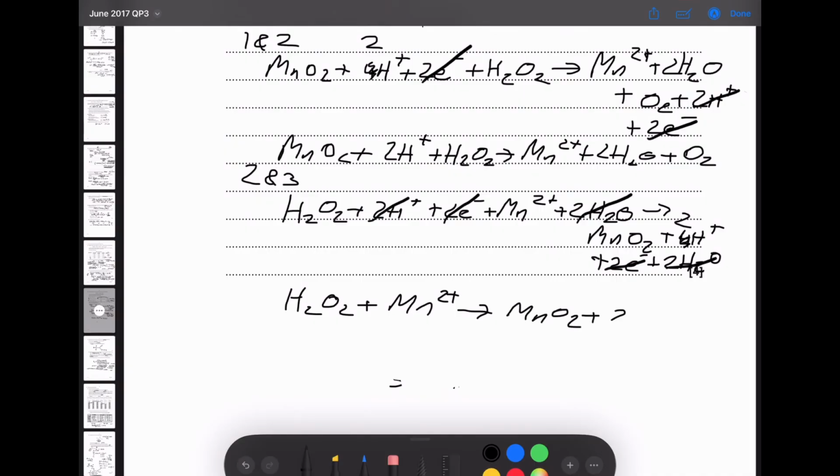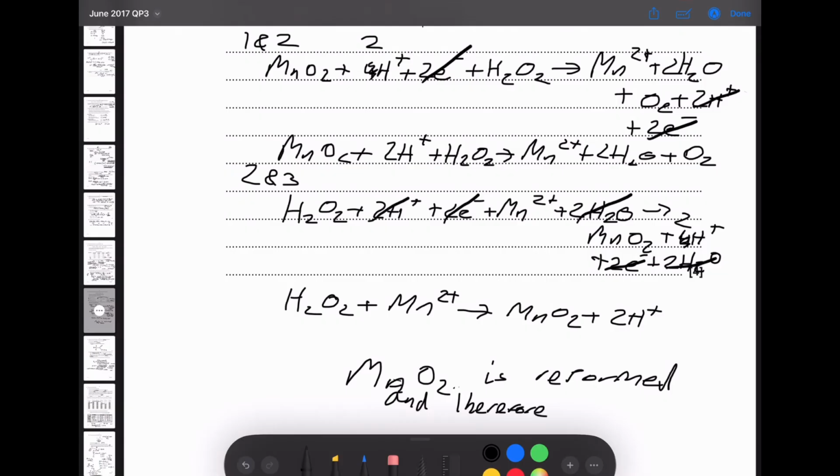MnO2 plus 2H+ and nothing else. So MnO2, manganese dioxide, is reformed and therefore acts as a catalyst.